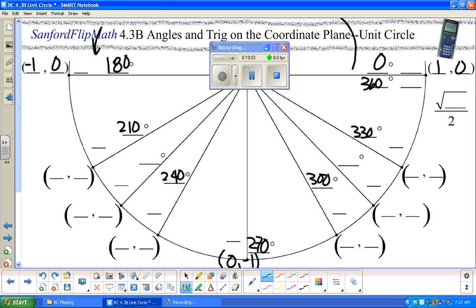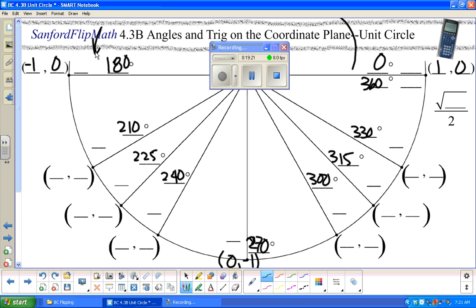Okay. Picking up the 45s. So 180 plus 45 is 225. Plus 45 is 180. I'm sorry, what the heck am I doing? That was funny stuff, Mr. Sanford. 225 plus 45 is 270. Just making up math. 315, 360.